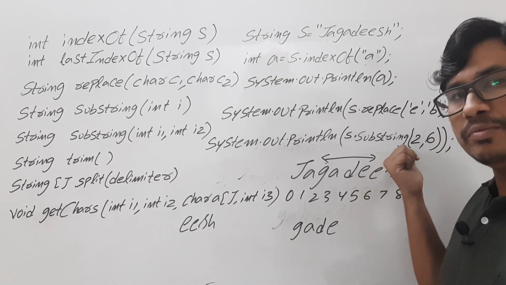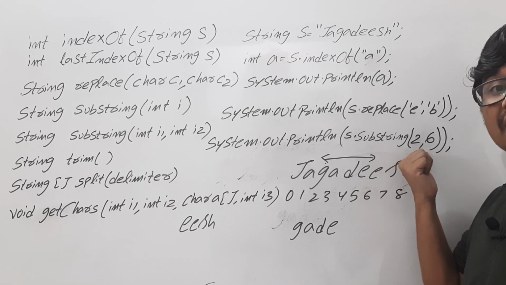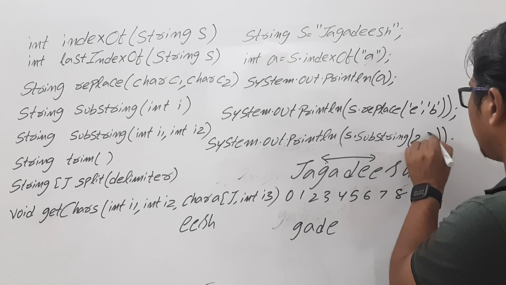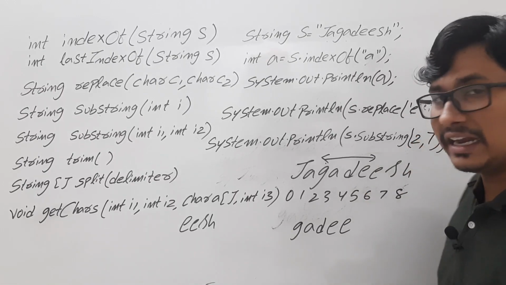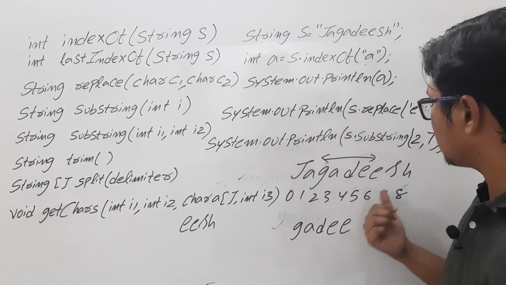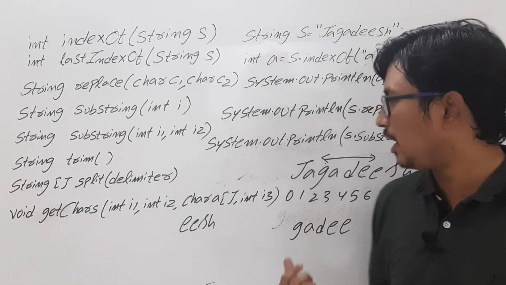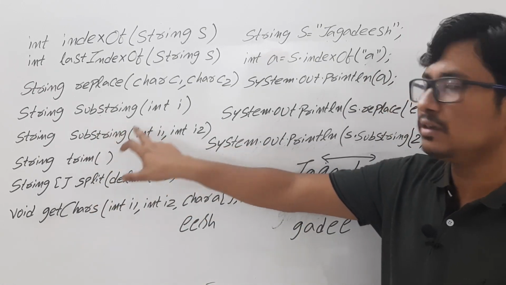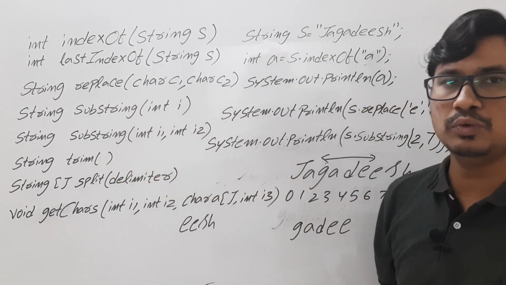So it will start from the index 2, but it will exclude the character which is there at the index 6. Suppose in place of 6, if you write here 7, then it will take the character which is there at the index 6, and it will exclude the character which is there at the index 7. I hope you have understood these two methods: substring with a single argument, and substring method with two arguments.